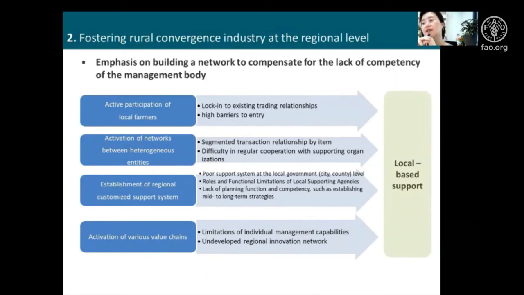A similar situation is likely in your country, but even in rural areas in Korea, business entities in rural areas lack capacity compared to the urban areas. To support this, the Korean government is emphasizing the establishment of a network.